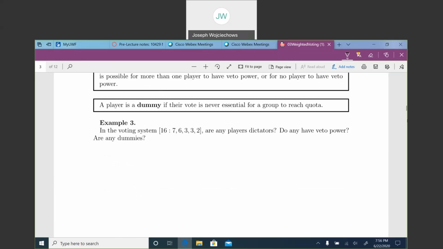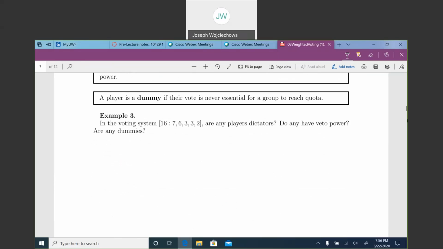So let's look at a voting system here. We have a quota of 16. We have player 1 with a weight of 7, player 2 with a weight of 6, player 3 with a weight of 3, player 4 with a weight of 3, and player 5 with a weight of 2. So the first thing to look at, are there any dictators? Is there anybody that will have 16 votes by themselves? And of course, no. So there are no dictators. And what about veto power?